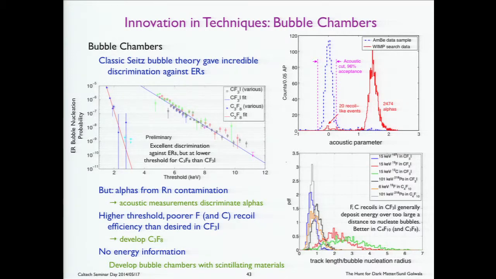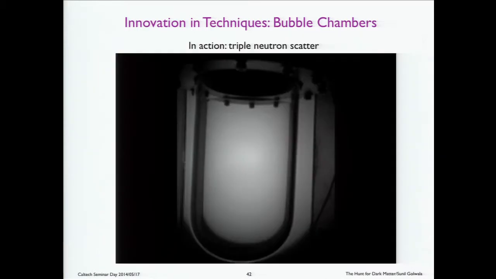This is data for another liquid, C3F8. But this experiment found that while they're very good at rejecting electron recoils, they actually get a lot of alpha decay. So alpha is a daughter product that comes out from radon. They found that their vessels were contaminated, and they were just getting radon into the liquid, and the radon would decay and create alpha particles.